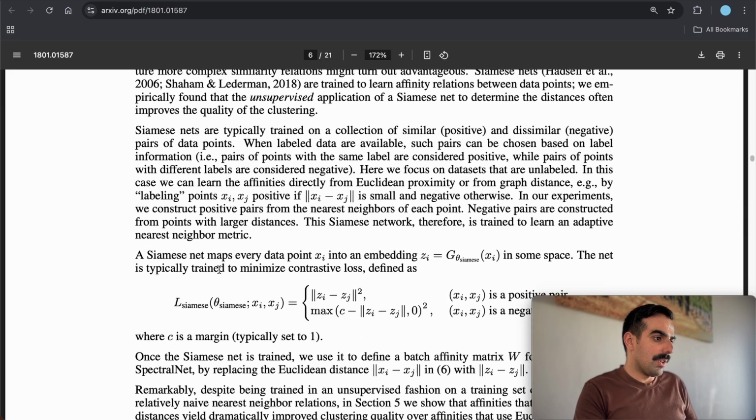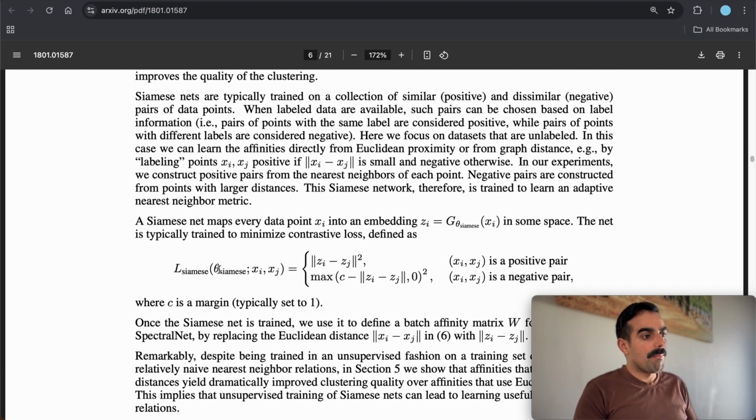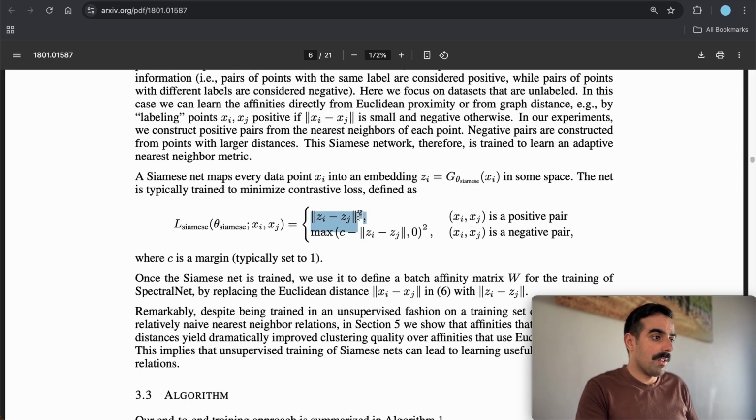So in spectral clustering, you need to construct a similarity matrix. And usually this is done using a k-nearest neighbor graph. But what they're suggesting here is to start with a k-nearest neighbor graph and feed two samples. If they are a positive pair, just use the distance. If they are a negative pair, just make it 0. And the maximum here is just to avoid negative values.